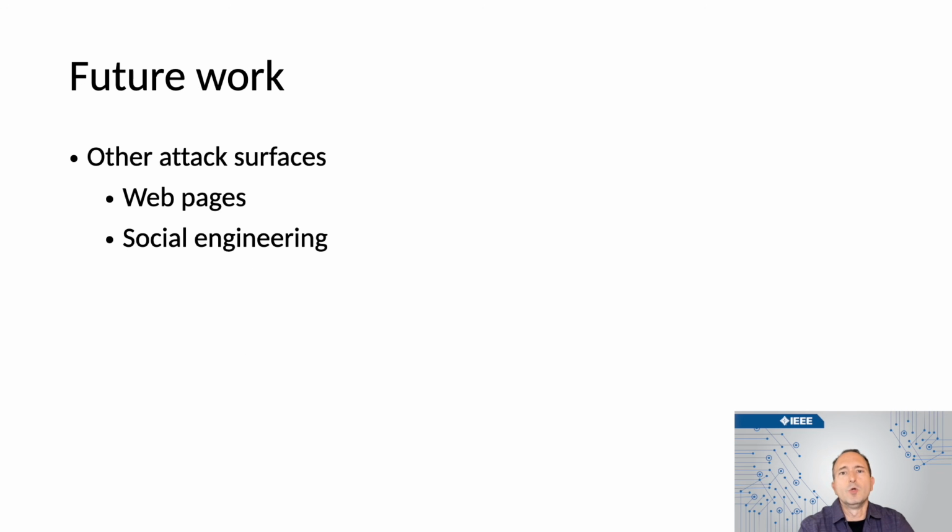Future work. We're looking at other attack services. Can we do this with web pages? Can we look at the parameters inside web pages? How about social engineering? If you're going to do a phishing attack, wouldn't it be great to be able to cluster profiles of people that might be more susceptible to phishing, save you time, and make it less obvious what you were doing? And finally, I'd like to add neural networks into the mix.